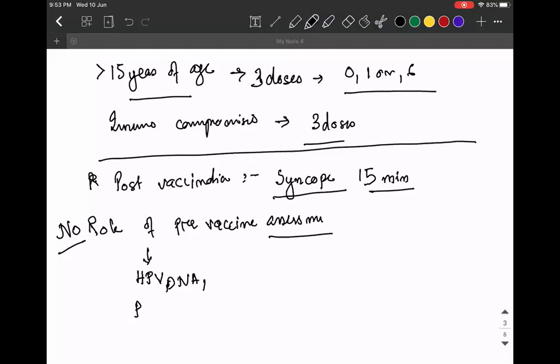Sir, the HPV vaccine, is it live attenuated or a killed vaccine, sir? No, it's not a live attenuated vaccine. I'm not sure if it can be called a killed vaccine because it just contains protein or outer capsid proteins of the viruses. So I'll check on that and get back to you. But it's not a live attenuated vaccine.